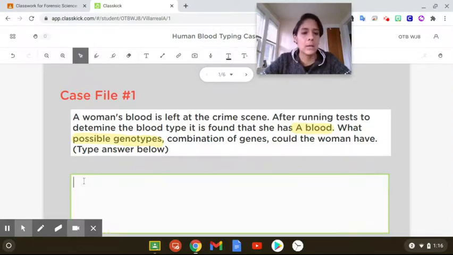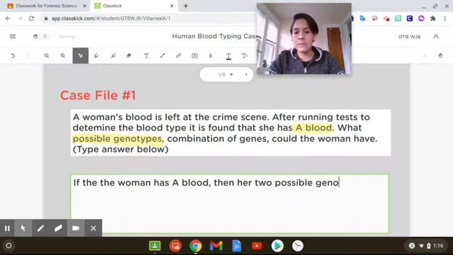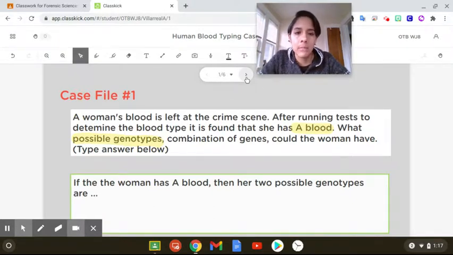Okay, so this one I'm not going to need to write a Punnett square. I just have to know the 2 combinations of genes that will give me A blood. So remember, we can have A blood, B blood, AB blood, and O blood. So if the woman has A blood, then her 2 possible genotypes are, and I'm going to let you finish the rest of this, but I will say she can have AA or AO blood. So the A and the A are going to give A blood, and an A and an O is going to give A blood. So I do want complete sentences, and you can use this as a start to complete number 1.